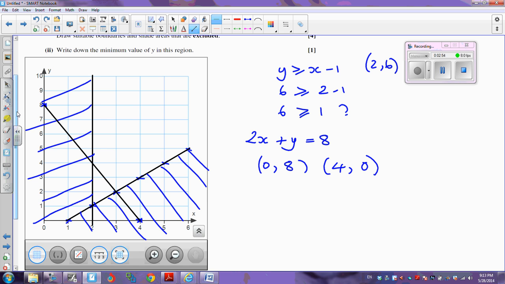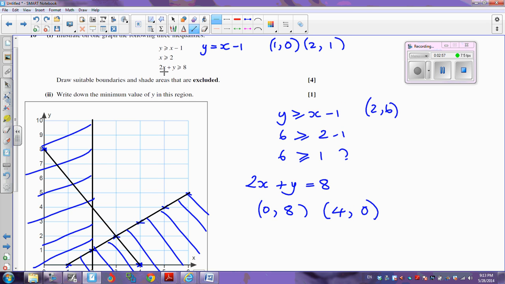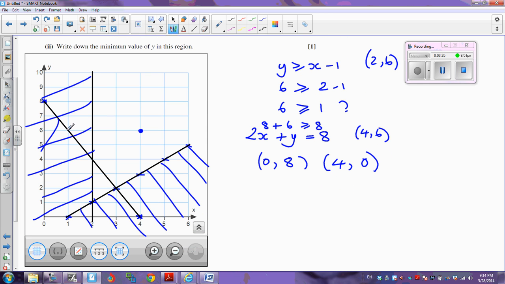Now, which side of the line do I actually need? Maybe not that obvious. 2x plus y greater than. I want the side which is greater than. Again, I could test a point that isn't on the line. Well, let's choose this one, which is 4, 6. If I put 4, 6 into this, well, 2x is going to be 8 plus y, which is 6, 8 and 6. Is that greater than or equal to 8? Yes, it obviously is. So I want this side, so I need to shade out everything which is below this line here. So it's just going to be covering up that little region there.